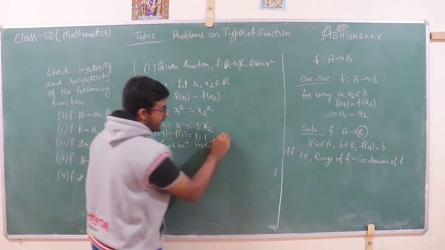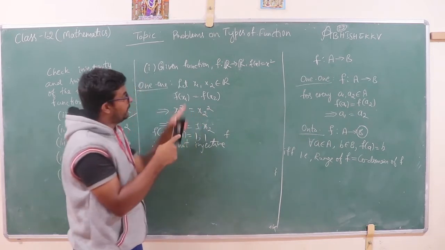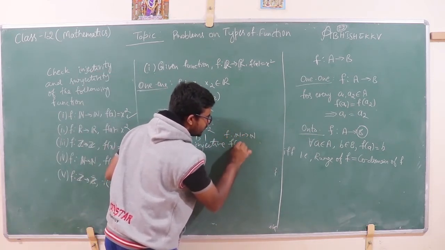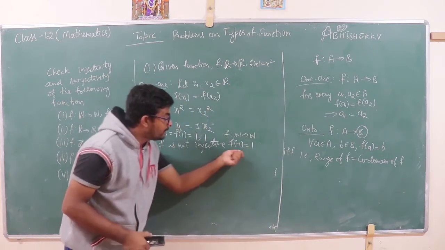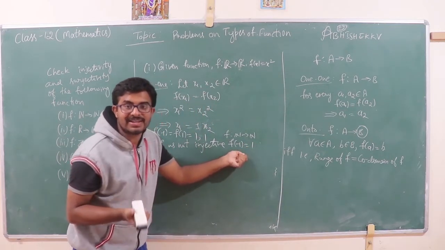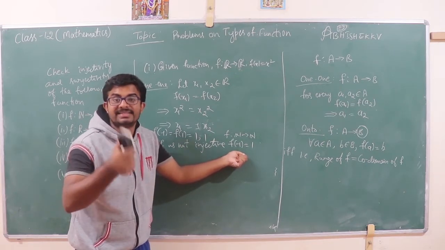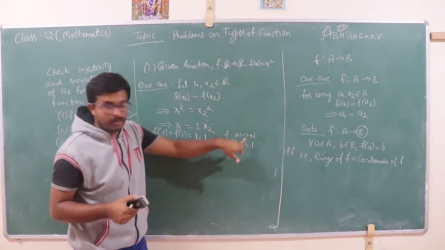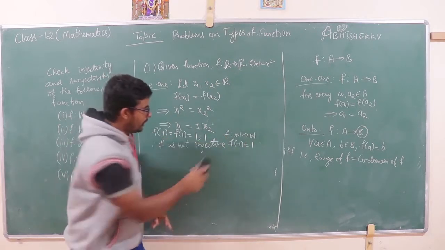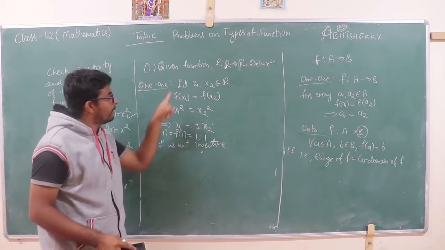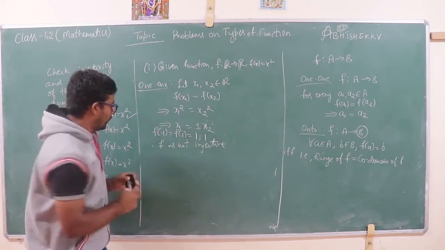But if you say, sir, what about natural numbers? F from N to N. Here also f of minus 1 is equal to 1. But my question is, does minus 1 belong to the natural numbers? No. Minus 1 does not belong to the natural numbers. We should consider the input also to be a natural number only, f from N to N. So, from N to N, the given function is 1-1. But from R to R, the given function is not 1-1.